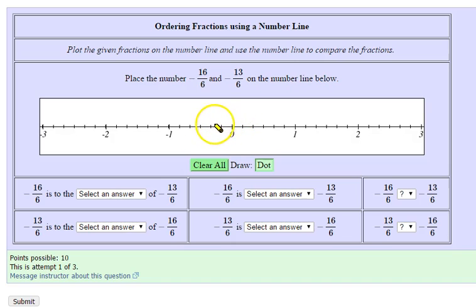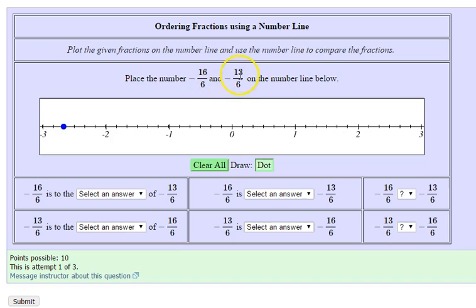So -1/6, -2/6, -3/6, -4/6, -5/6, -6/6, -7, -8, -9, -10, -11, -12/6, -13, -14, -15, -16/6. So -16/6 is right here.